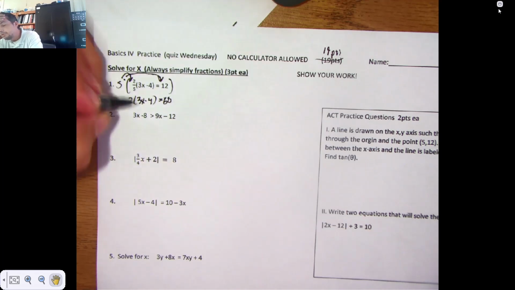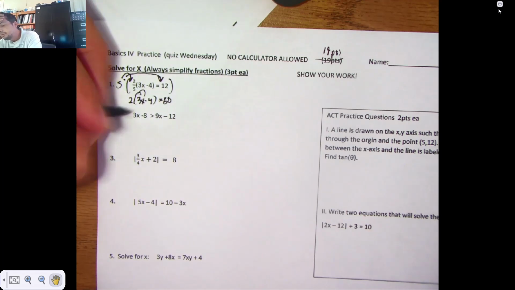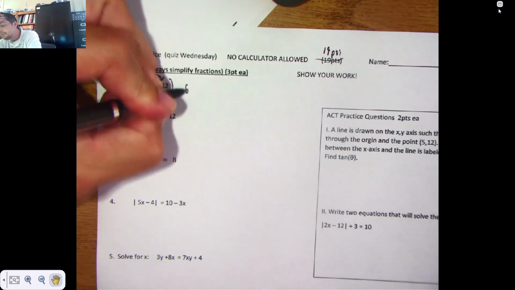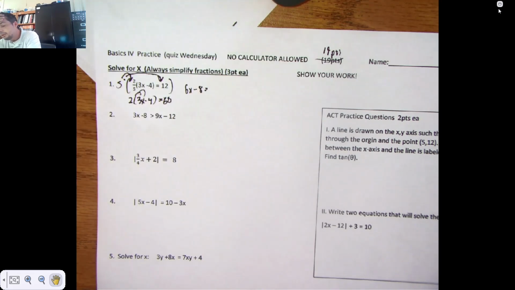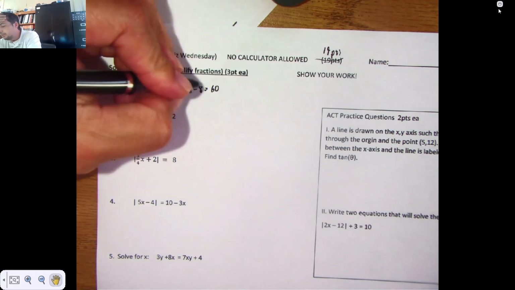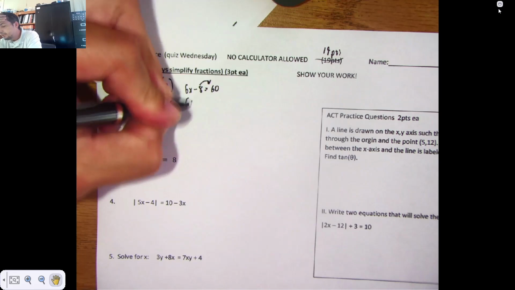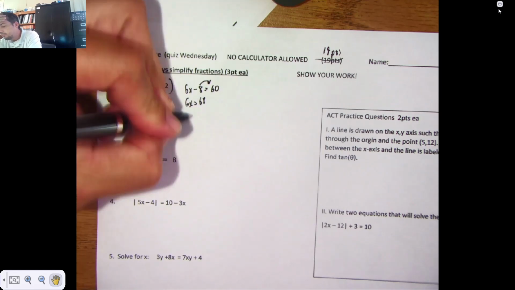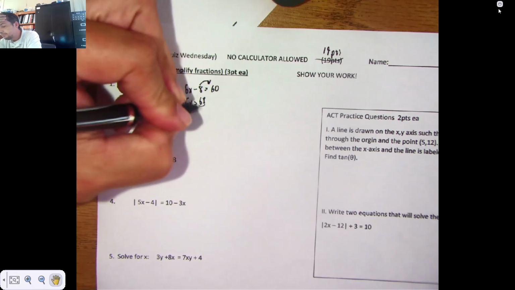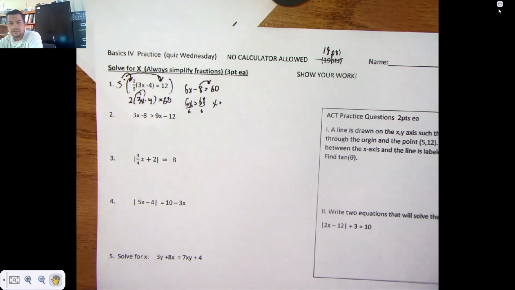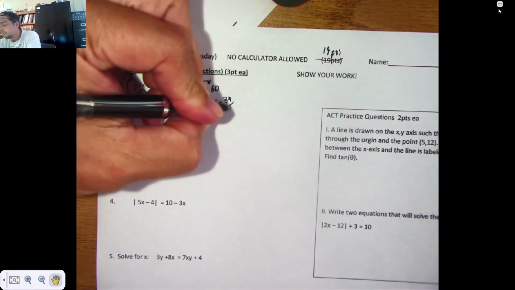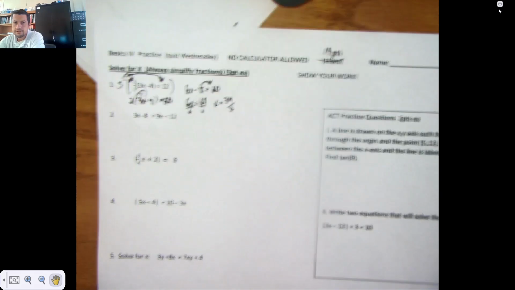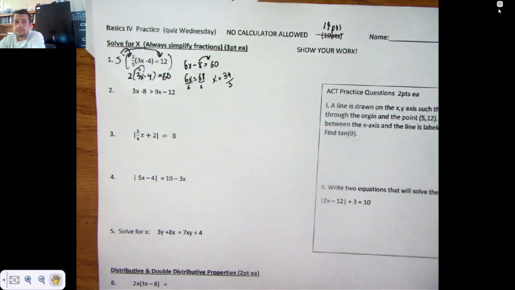And then I invoke the distributive property again. 2 times 3x would be 6x. 2 times the negative 4 is negative 8. And I'm still equal to 60. So add my 8. 6x is 68. Divide by 6. And 68 and 6 are both even, so 34 over 3. I know you're afraid of fractions. I understand that.